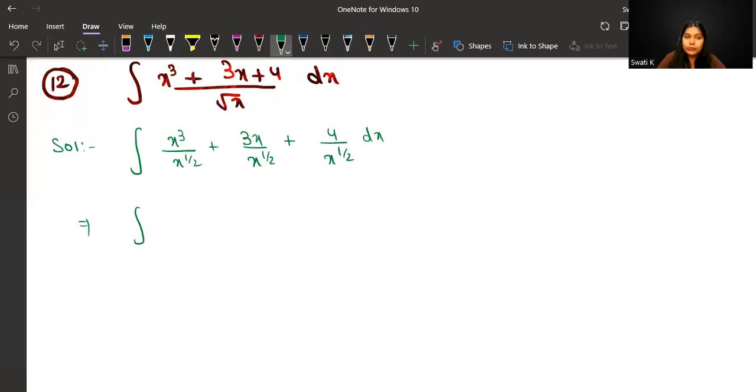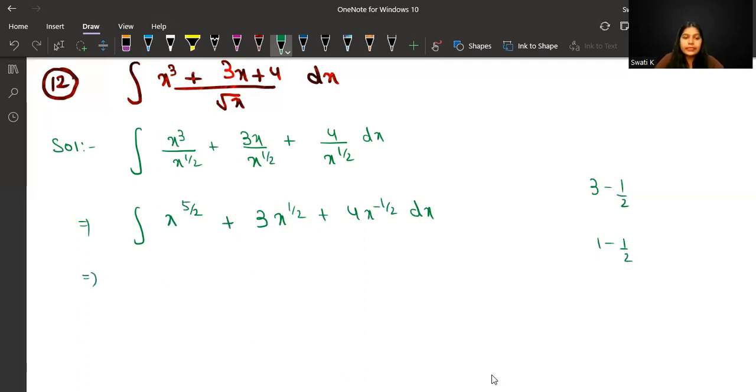Now if you simplify this, it will become x raised to 3 minus 1 upon 2. So it is like 3 minus 1 upon 2. So 3 times 2 is 6, 6 minus 1 is 5. So it is 5 by 2. Plus, this will become 3, x raised to 1 minus 1 upon 2. So 1 minus 1 upon 2 is 1 upon 2. And this will simply become 4x raised to minus 1 upon 2. How did I do this? Using the property of exponent.